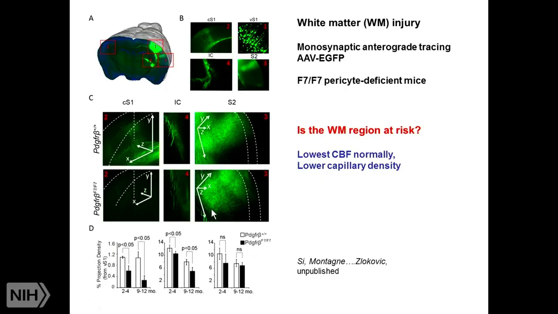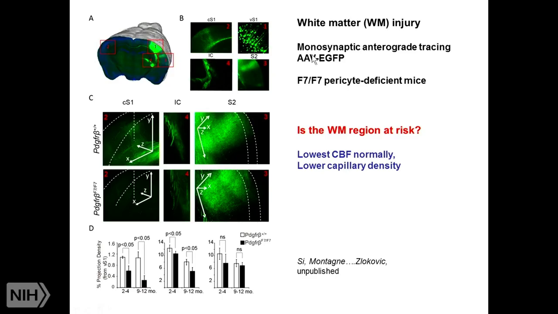But we are very interested to see whether white matter is affected in this model, because white matter regions have the lowest cerebral blood flow normally and have lower capillary density compared to gray matter regions such as cortex or some other regions, hippocampus, etc.